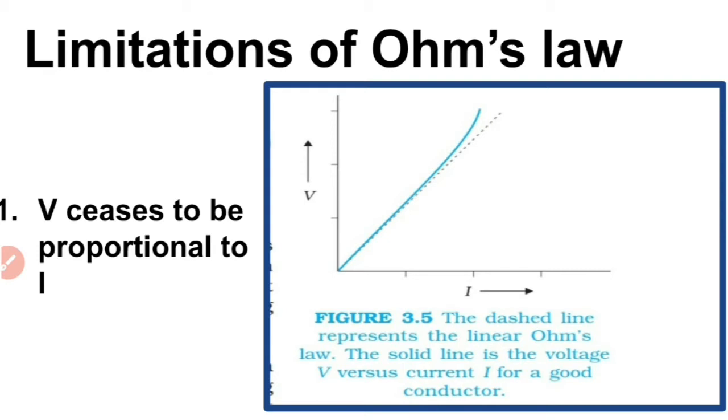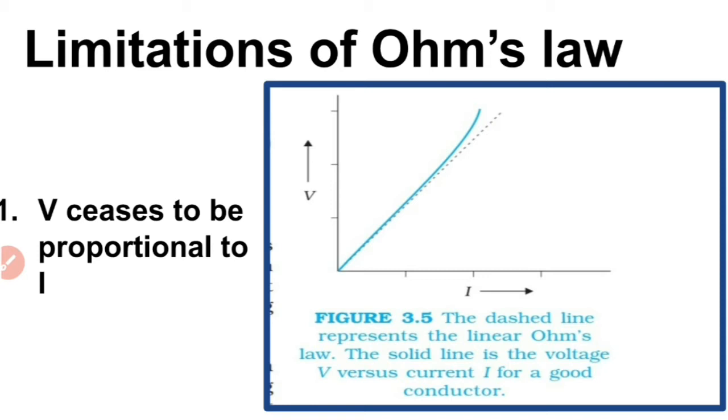Now coming to the next topic, limitations of Ohm's law. We have already discussed Ohm's law. Under constant physical conditions, the potential difference between the ends of a conductor is directly proportional to the current passing through it. That's what Ohm's law says. But there are situations where Ohm's law does not hold good, or is violated.